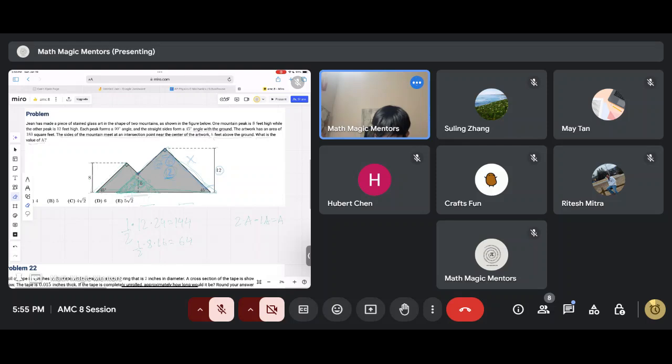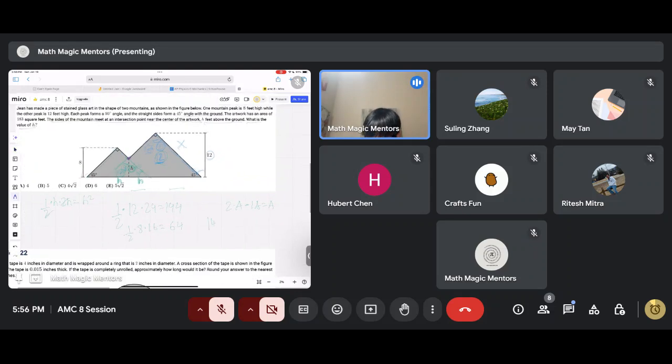This is becoming a bit messy. So this side must also be H because it's isosceles. And so similarly, this side must also be H. And so the area of this triangle is 1/2 times H times 2H, which is going to give us H squared.